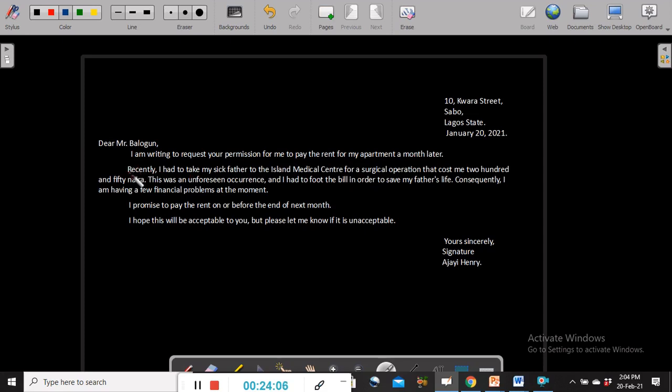Now, paragraph 2 will offer explanation. And then you can say, recently, I had to take my sick father to the Island Medical Center for a surgical operation that cost me 250. Of course, this is a typographical error. It cannot be 250 naira that makes you ask for extension in this way. So it's 1,000 here that was omitted.